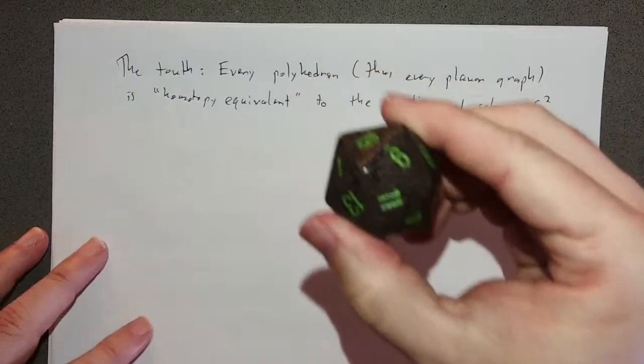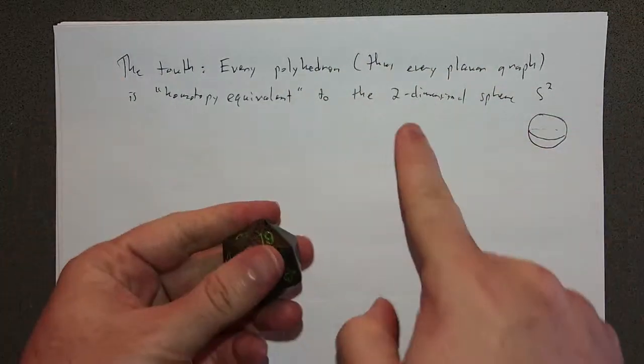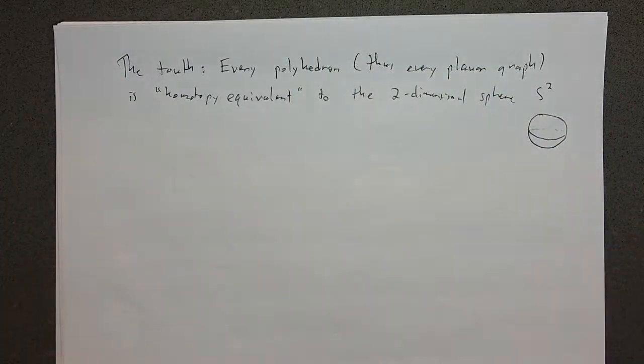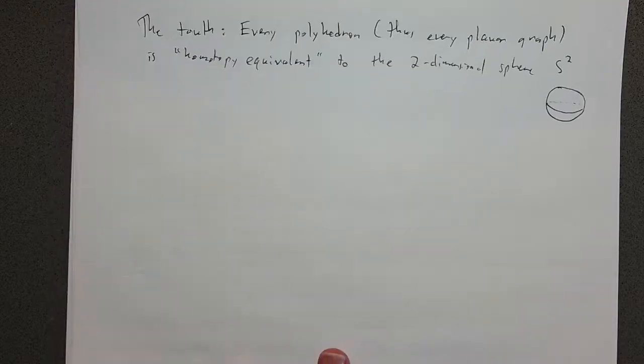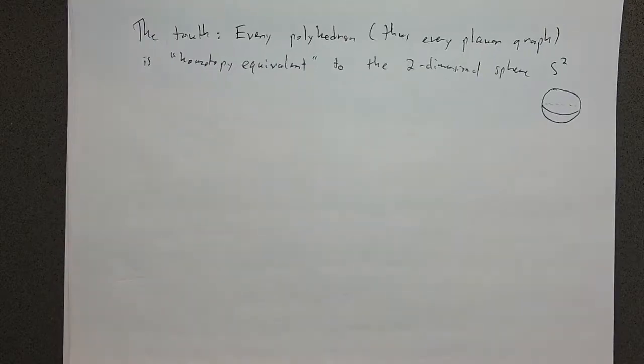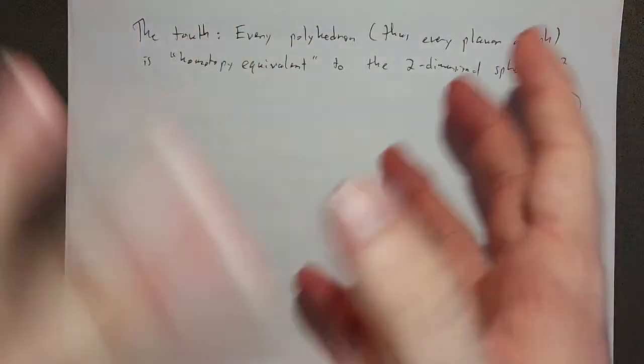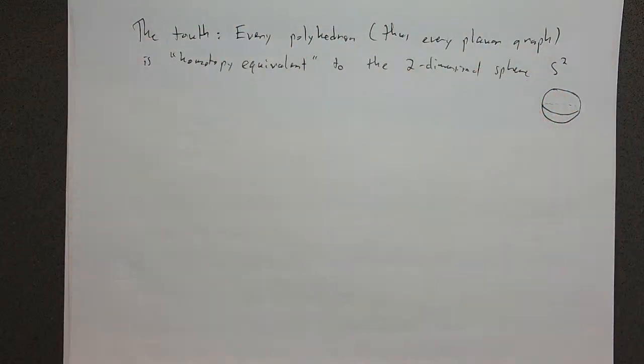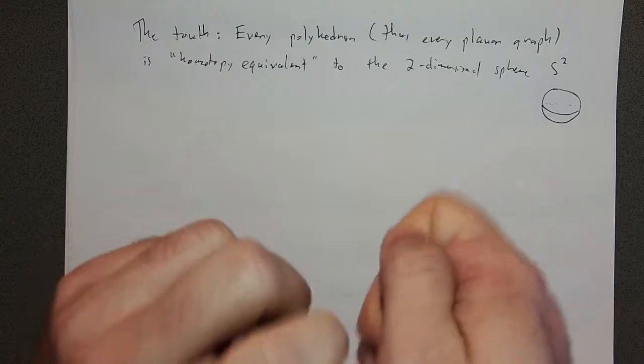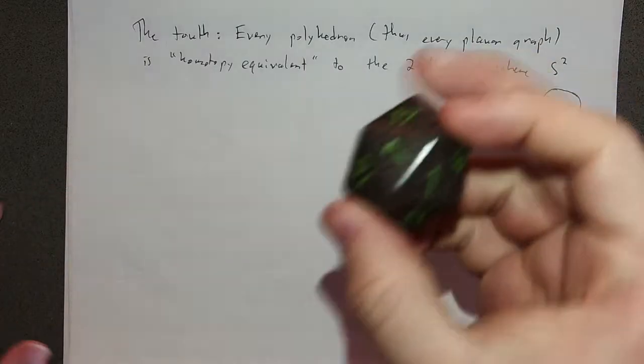So this is homotopy equivalent to the two-dimensional sphere. Homotopy equivalence you can think of as continuous deformations. So you're not allowed to break, but you can stretch and deform so long as you're not breaking. That's really the point.